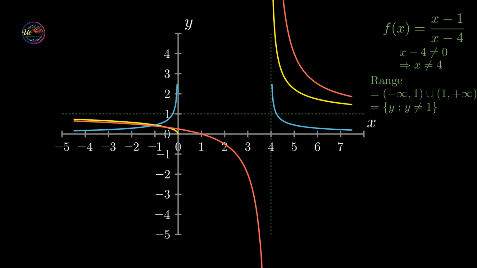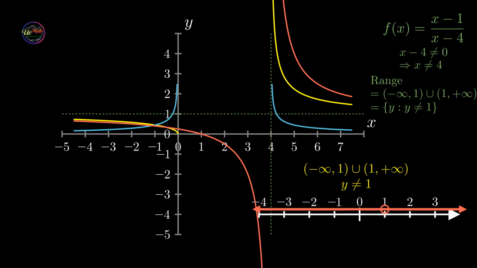For f of x equals x minus 1 divided by x minus 4. As x approaches infinity, f of x approaches 1. So y equals 1 is a horizontal asymptote. Setting x minus 1 over x minus 4 equal to 1 gives a contradiction. So y equals 1 is never achieved. The range is all real numbers except y equals 1. Range equals the union of the open interval from negative infinity to 1 and the open interval from 1 to positive infinity.